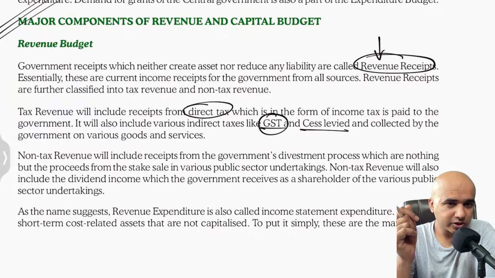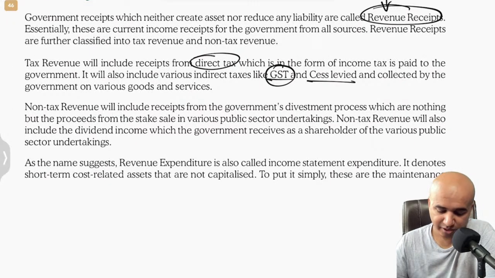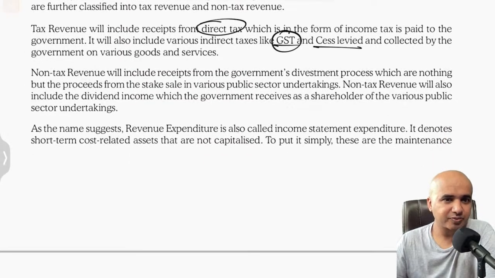Non-tax revenue will also include dividend income which the government receives as a shareholder in various public sector undertakings. Since the government is one of the largest shareholders, maybe not directly but through various other companies, it also receives lots of dividend. So that is also a non-tax revenue. Those two are the major non-tax revenues, tax revenues being direct and indirect taxes. Moving on.